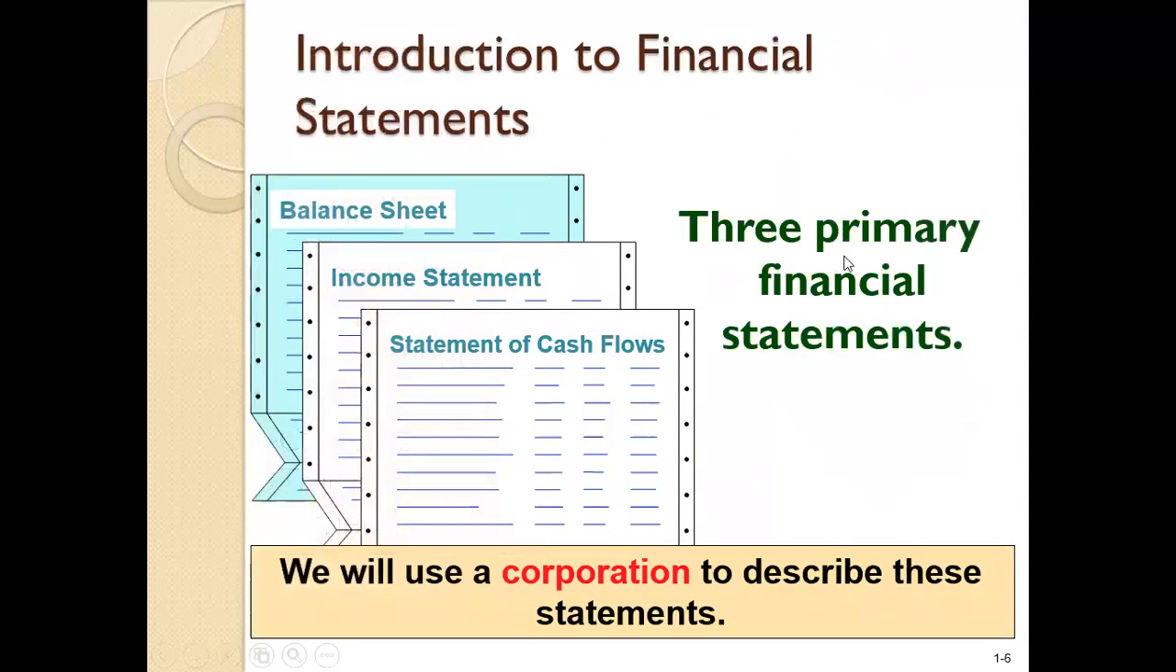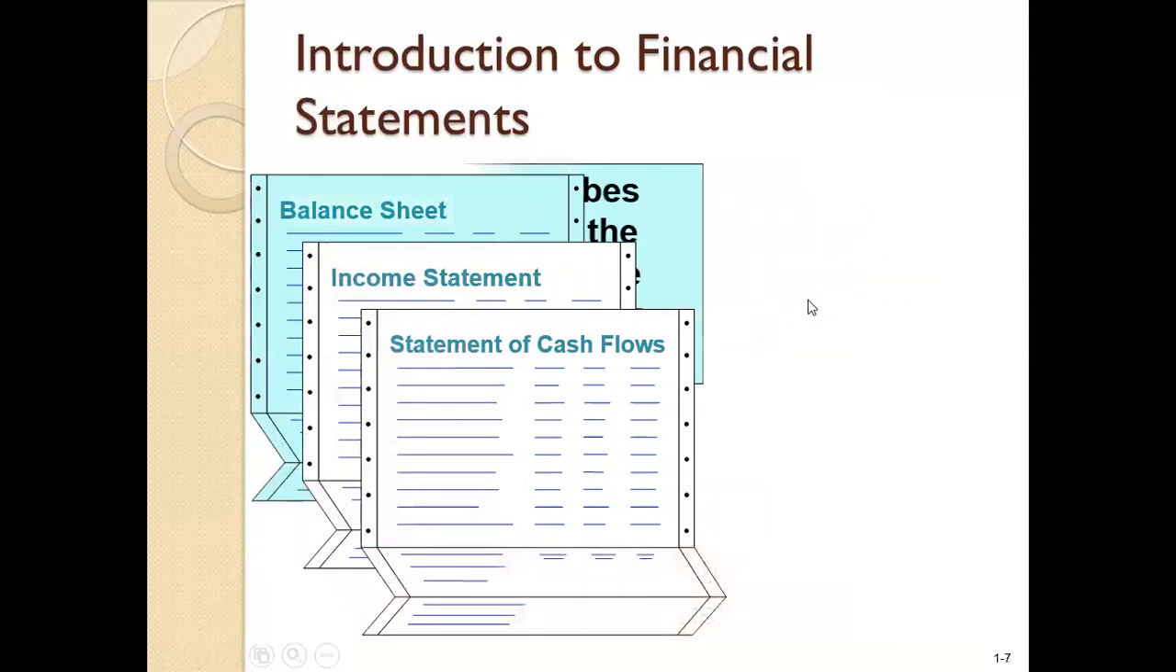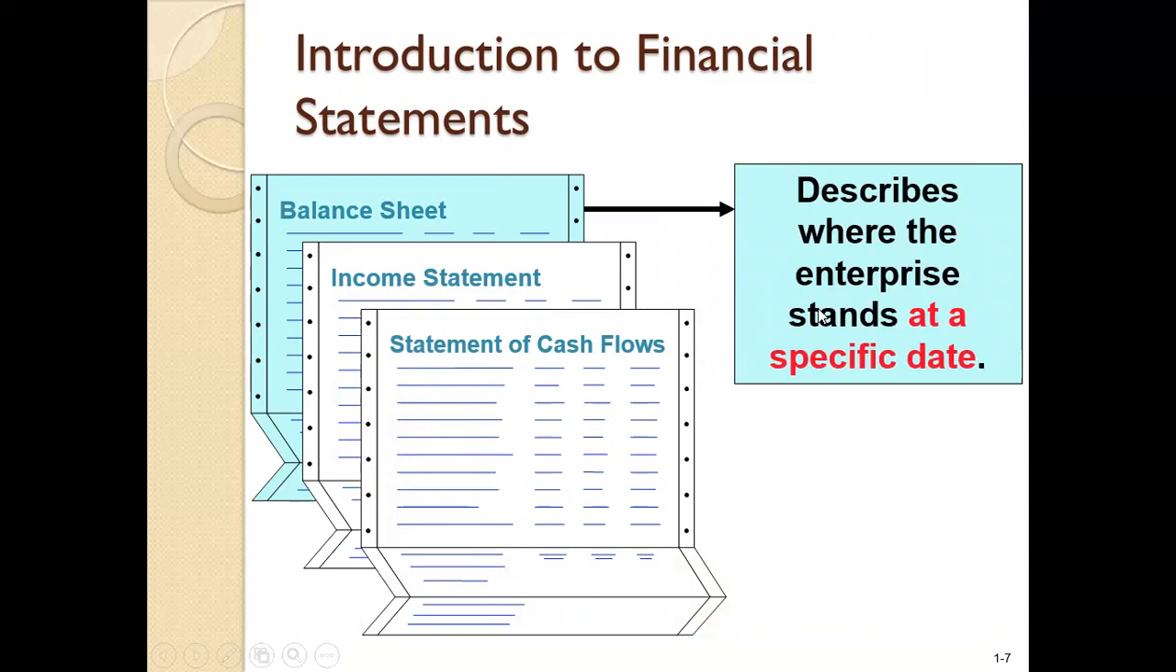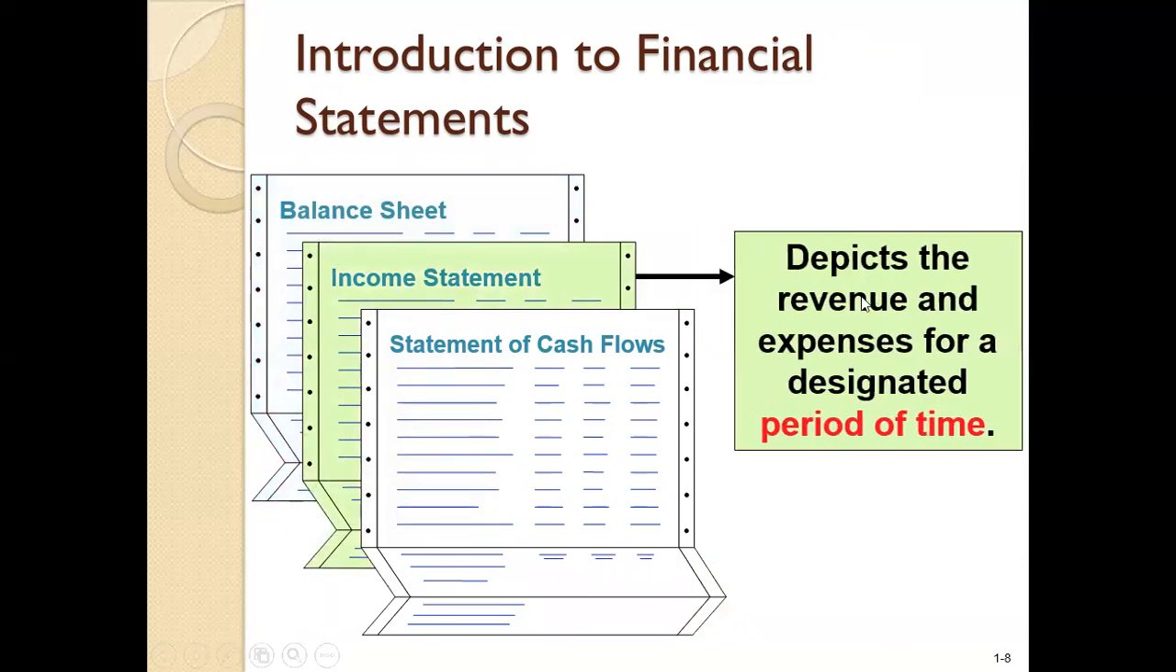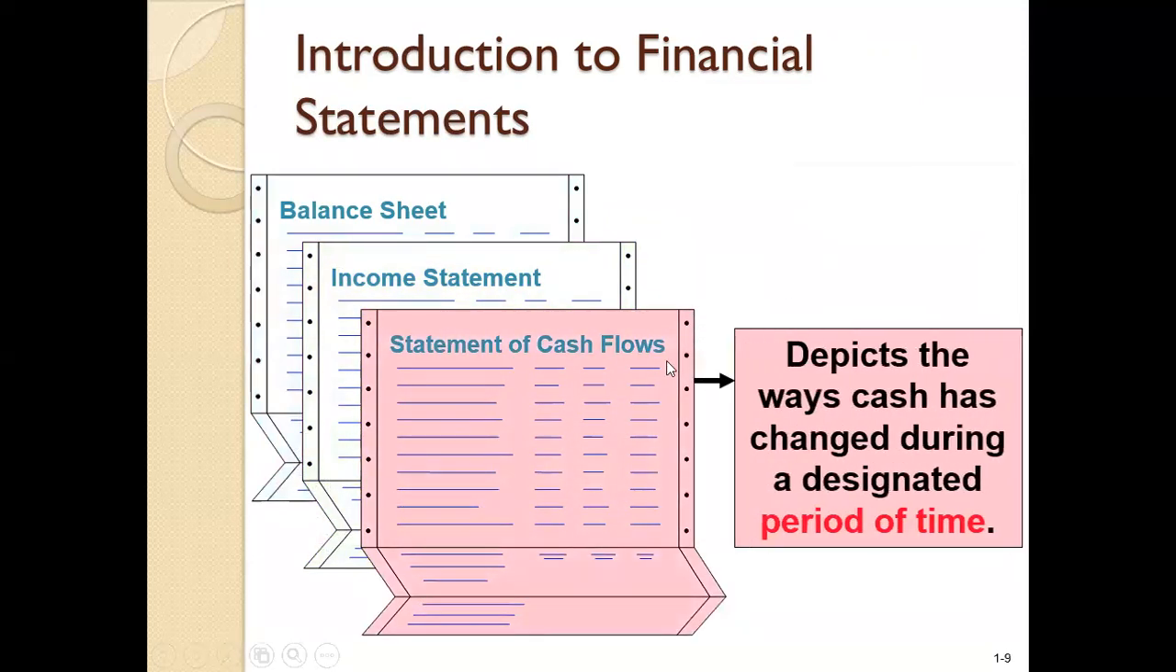Now, what are the three primary financial statements? So we have the balance sheet, which tells you what is the net worth of the business. We'll go into detail later on what exactly we mean by net worth. Then the second statement is your income statement, which will tell you about the revenue and expenses for a designated period of time. And third one is your statement of cash flows, which tells you the ways that cash has changed during a designated period of time.